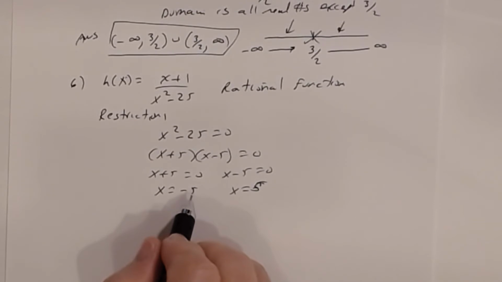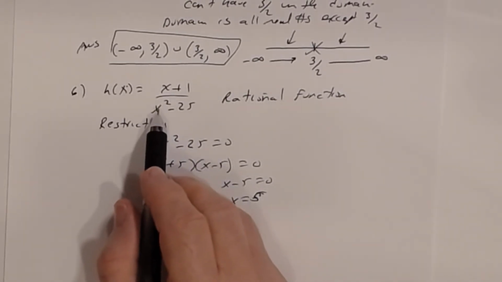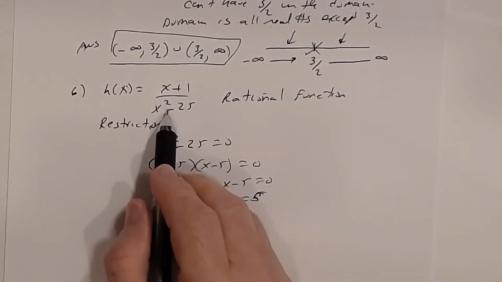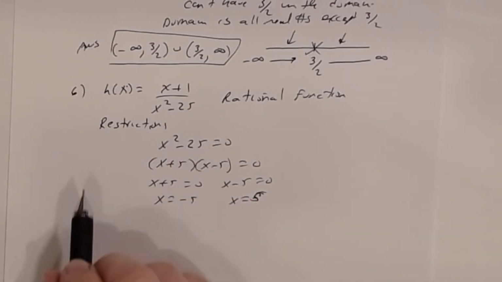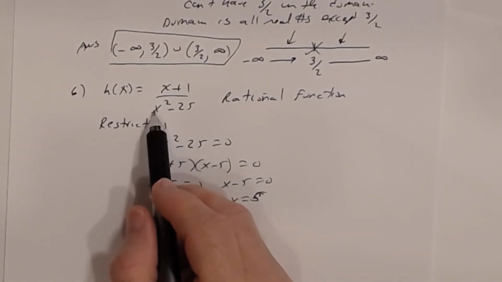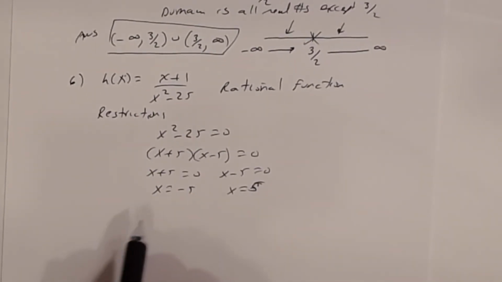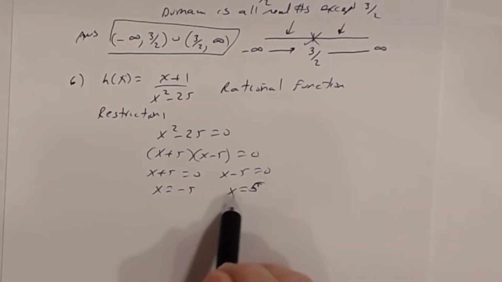Okay? And you can see that works because if you substitute 5 for x, notice the denominator: 5 times itself is 25, 25 minus 25 is 0. So you're dividing by 0. Same thing for negative 5. Negative 5 times itself is a positive 25. 25 minus 25 is 0. So those are restrictions. But notice this time you have two of them.